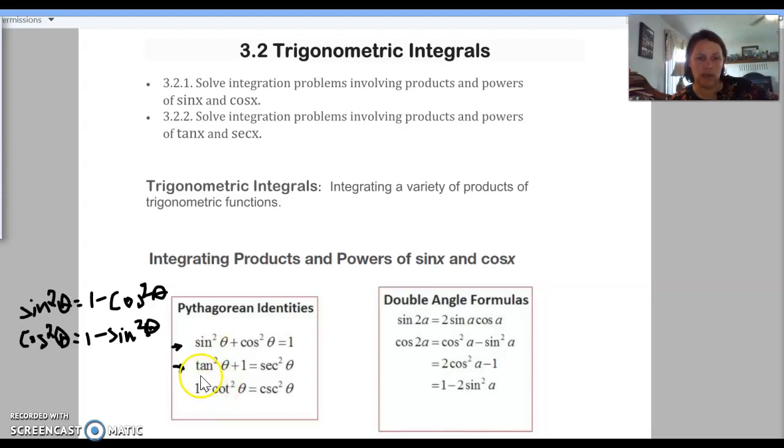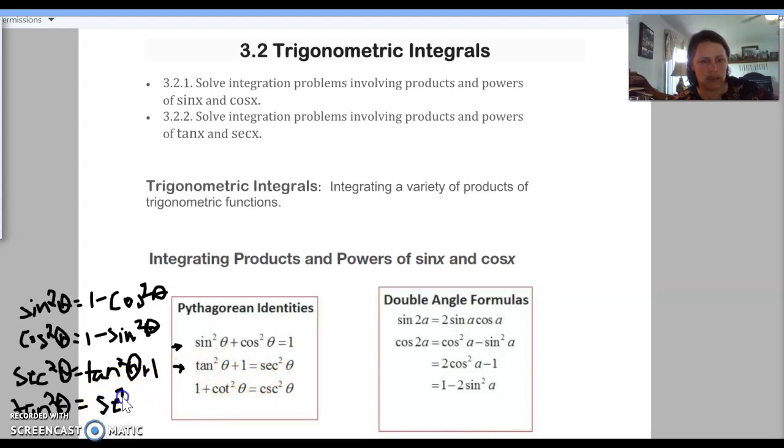And then this one here, we have tangent squared theta plus 1 equals secant squared theta, so that's good to know. We want to know what secant squared theta equals, and that equals tangent squared theta plus 1. And then tangent squared theta is going to equal secant squared theta minus 1. So all four of those identities you're going to want to be able to easily come up with.